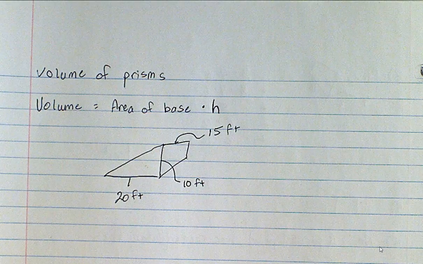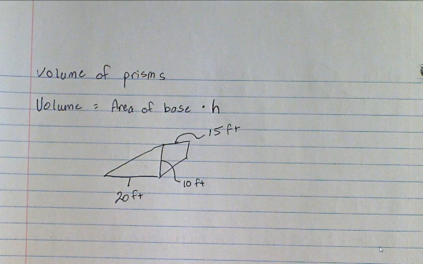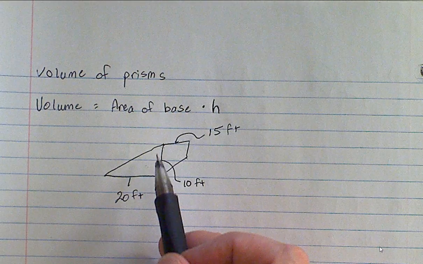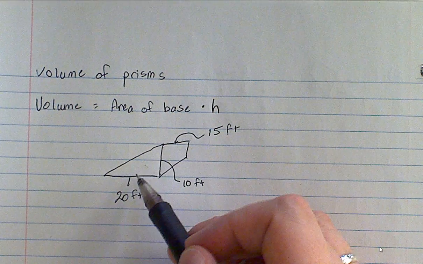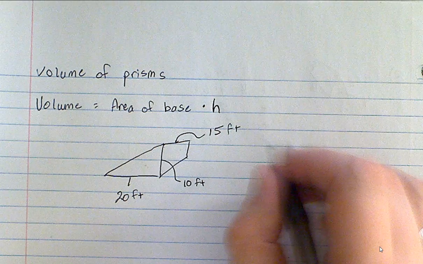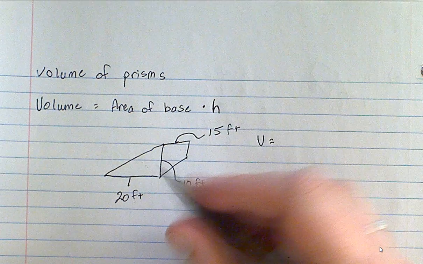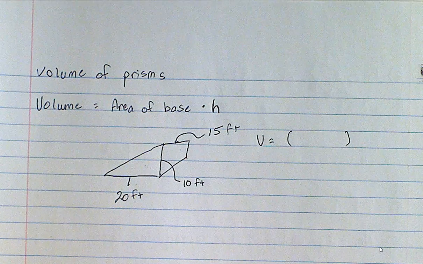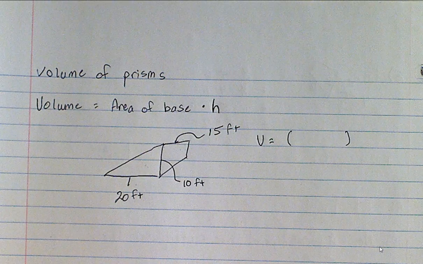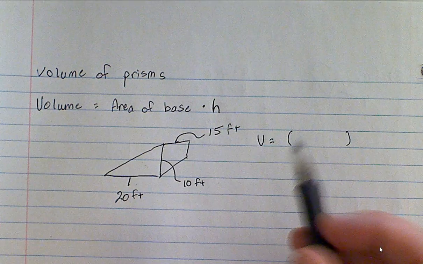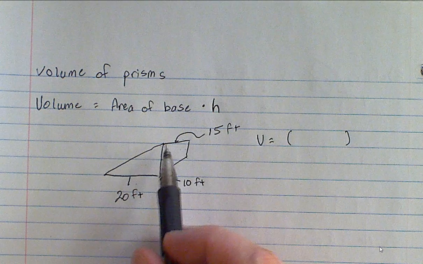So if you needed to find the volume of this triangular prism, and it's called the triangular prism because the base is a triangle, and then these two triangles are connected by rectangles. If you wanted to find the volume, you would do the area of the base, and since the base is a triangle, can anybody tell me what the area for a triangle is? The area is going to be base times height divided by 2.